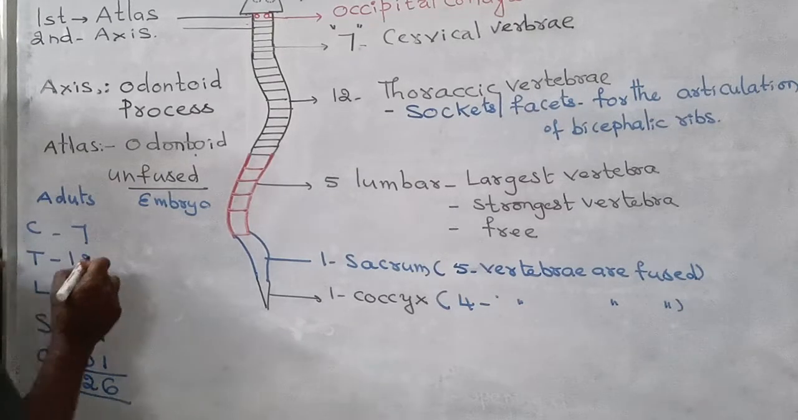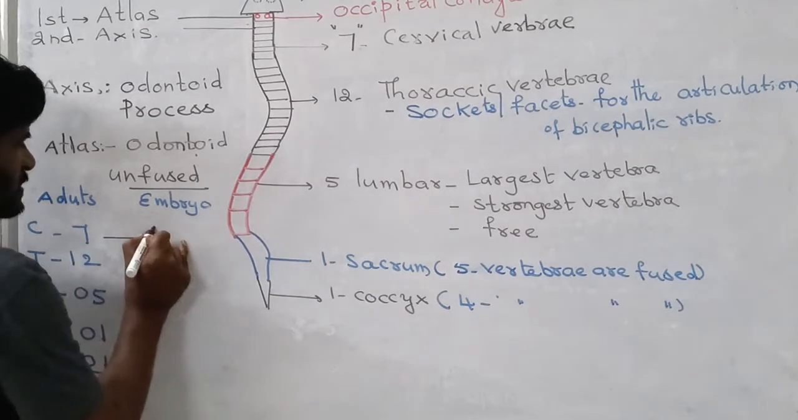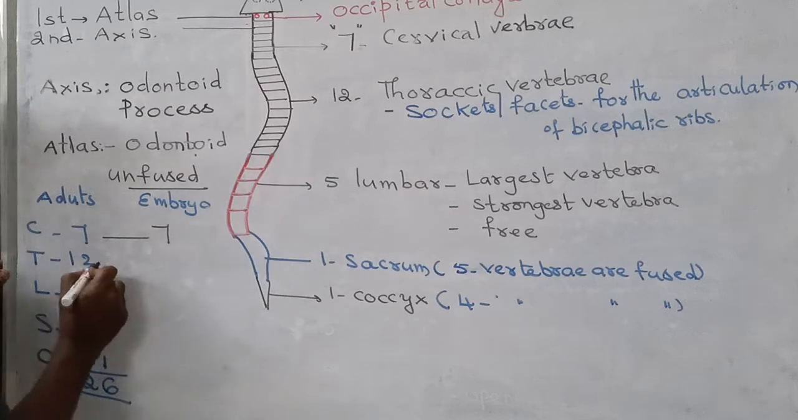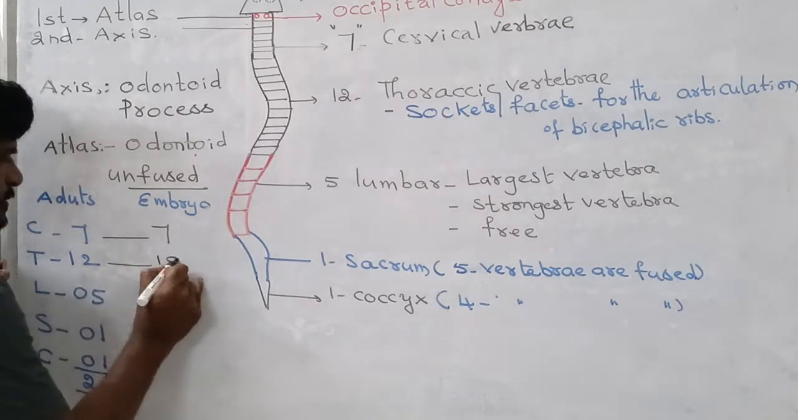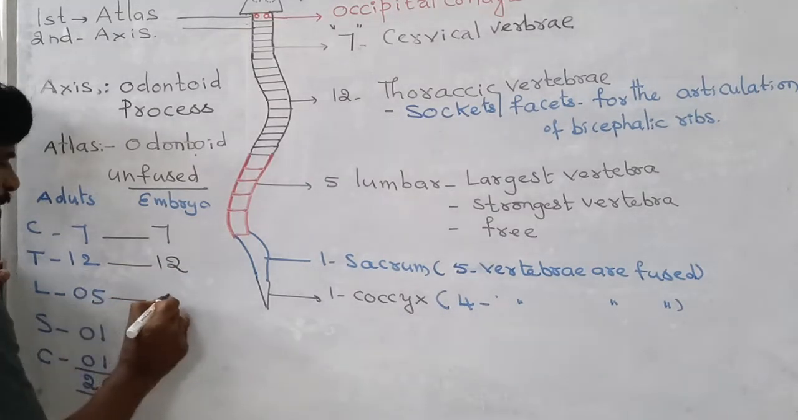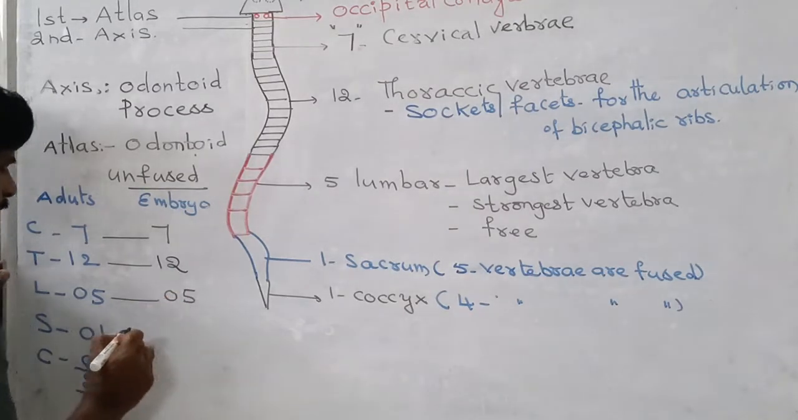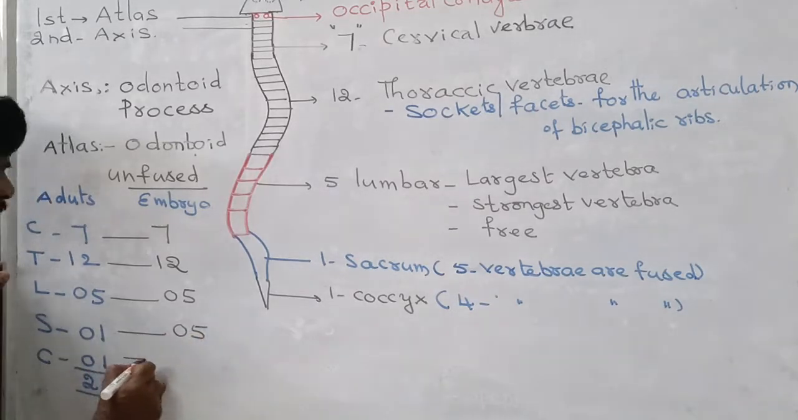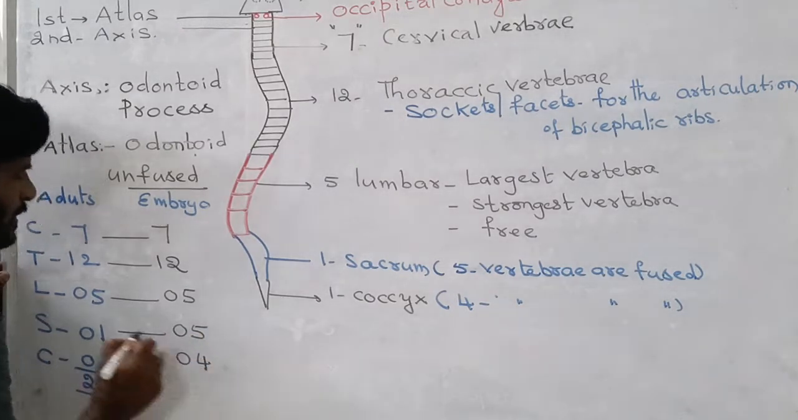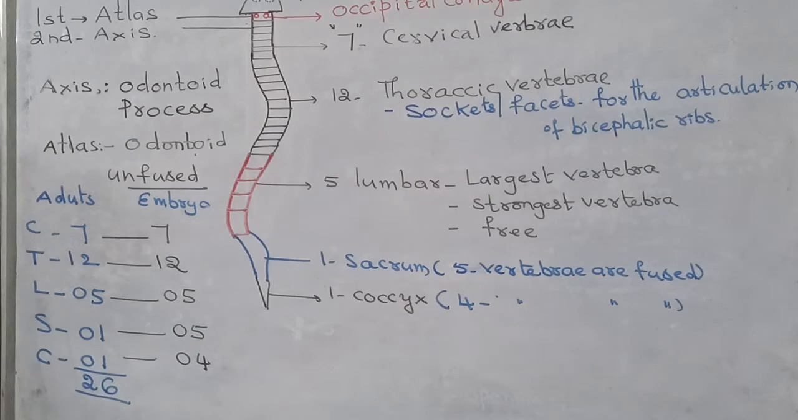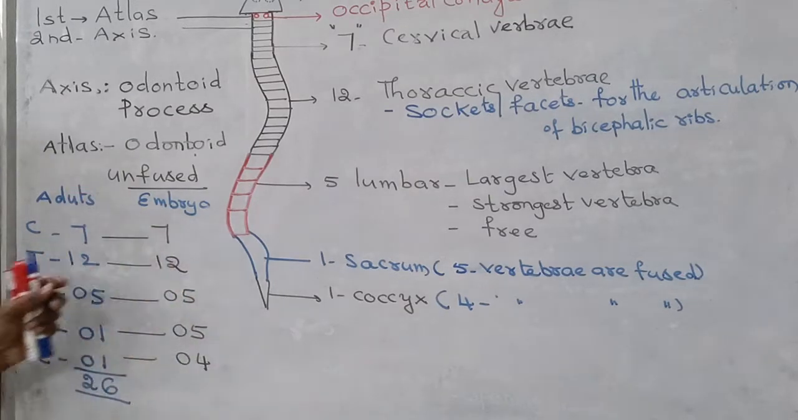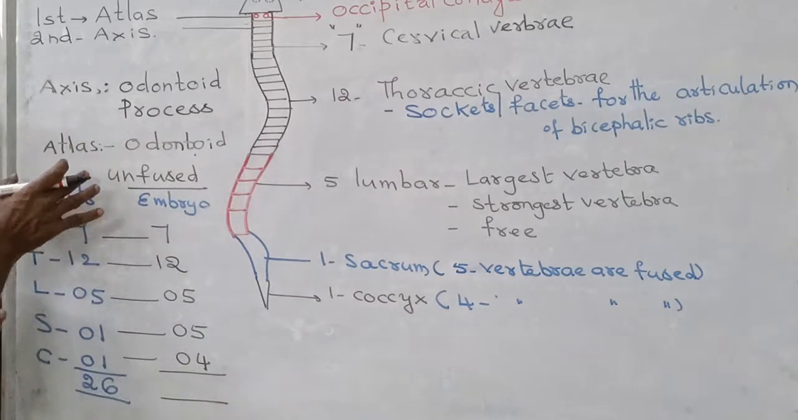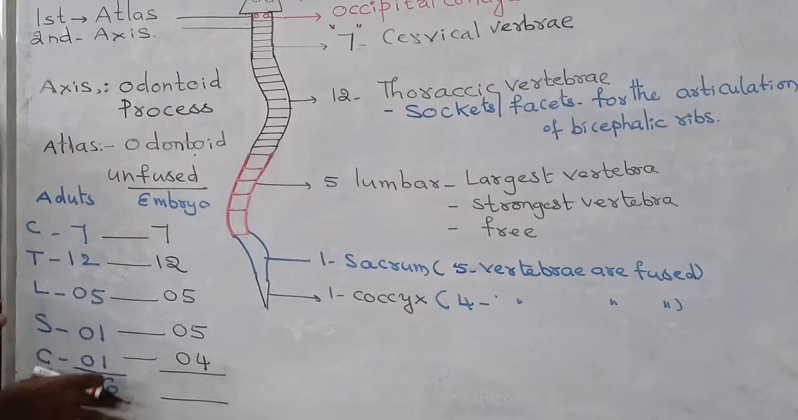So, the number of cervical vertebrae is as it is. There is no change in the cervical vertebrae; it is the same in the embryo and in adults. Thoracic vertebrae are also 12. Lumbar vertebrae are the same, 5 in number. But the sacral vertebrae, as I told you, were 5 in number. Caudal vertebrae were 4 in number. Therefore, how many vertebrae are there in the unfused condition before fusion? After fusion in the adult stage, there are 26.